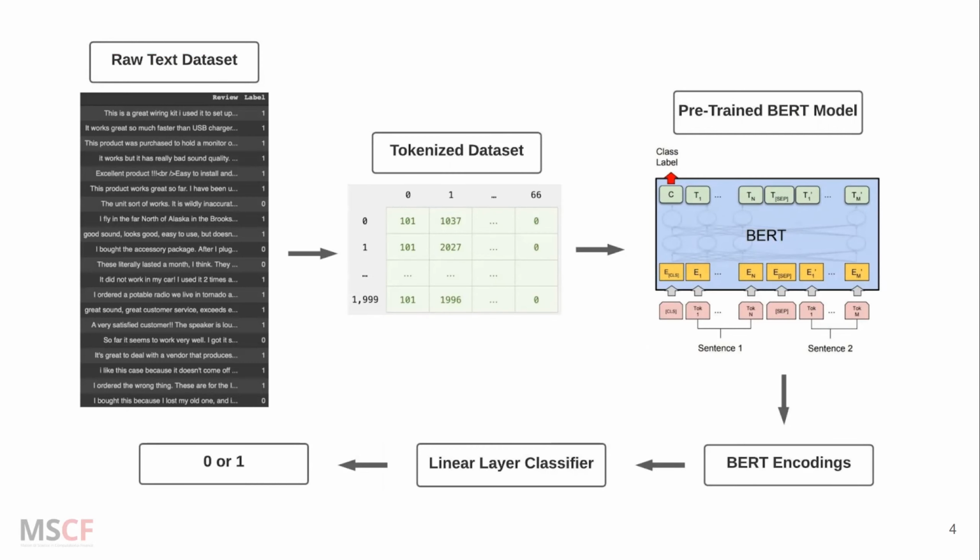So the general methodology is here. We're going to read in the raw text strings, tokenize the data, and then fine tune our pre-trained BERT model to generate BERT encodings, which will be then passed through a linear layer and then converted into a 0-1 corresponding with positive and negative sentiment.